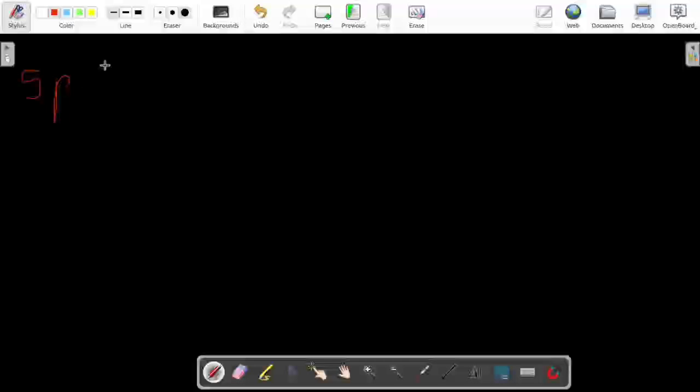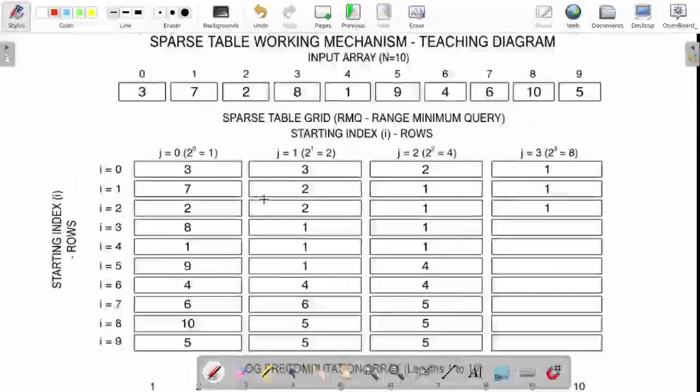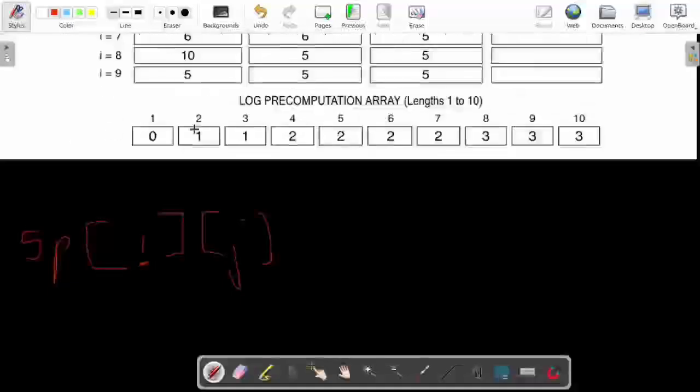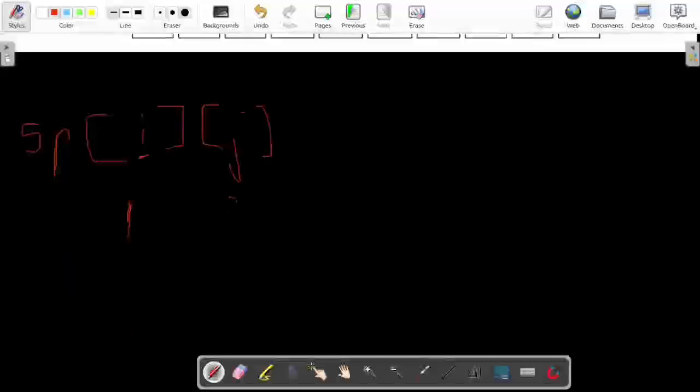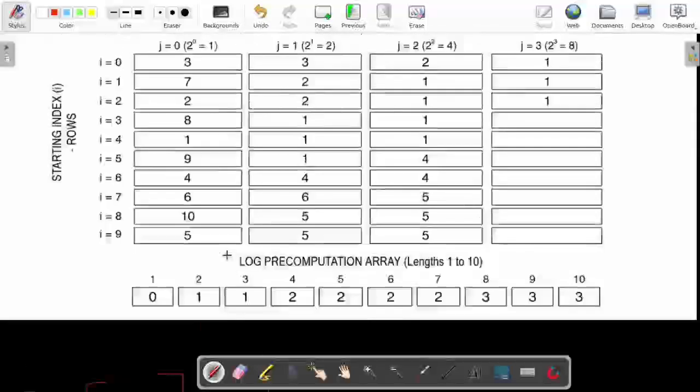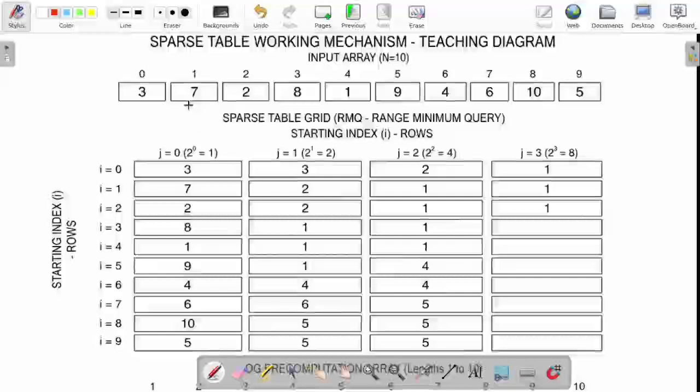Let's consider SP of, I'm writing a generalized term, i comma j. Now we need to calculate the answer from the ith index for a segment of length 2 to the power j. Let me consider a segment. Let's say i is 1 and j is 3. Okay. Now for this segment, we need to calculate the answer.